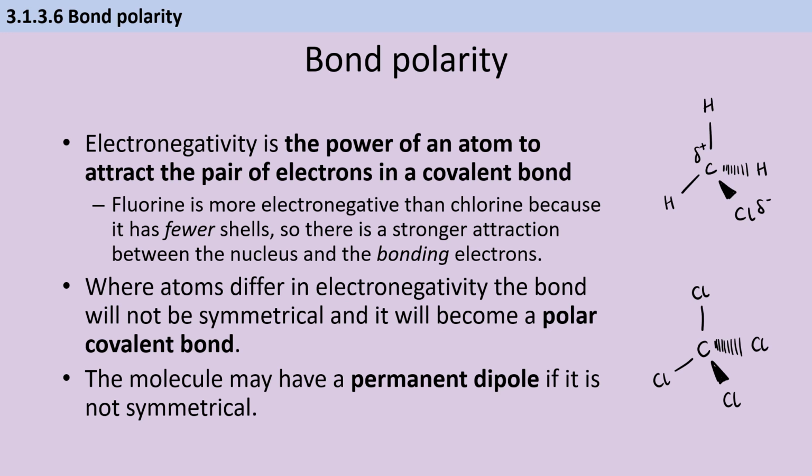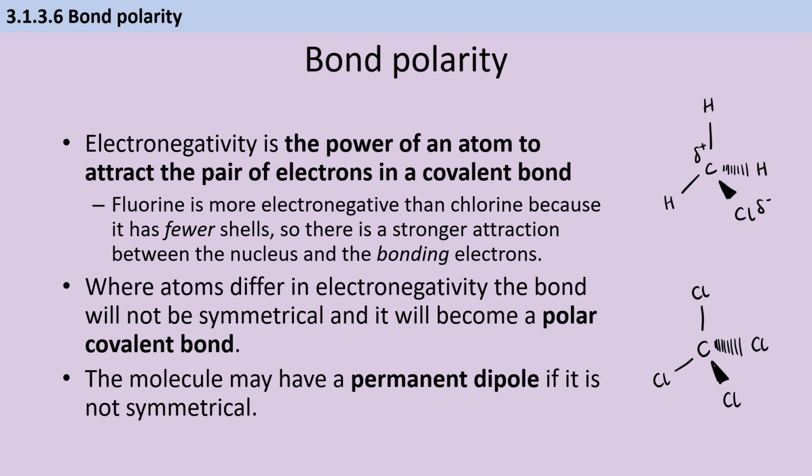Now, when atoms differ in electronegativity, that will cause the covalent bond between them to become polar, and it's possible that this may lead the whole molecule to become polar if the molecule is not symmetrical. So if you look at my diagrams on the right hand side here, I have chloromethane with this one polar bond, and so we're going to have a delta negative on the chlorine to show that that's the more electronegative atom, and the delta positive on the carbon at the other end, and that would have a permanent dipole interaction between other molecules of the same type.